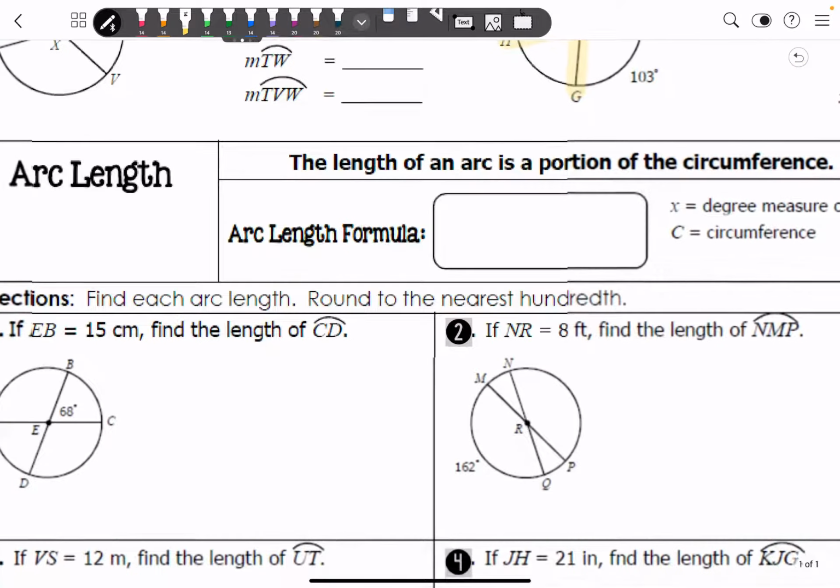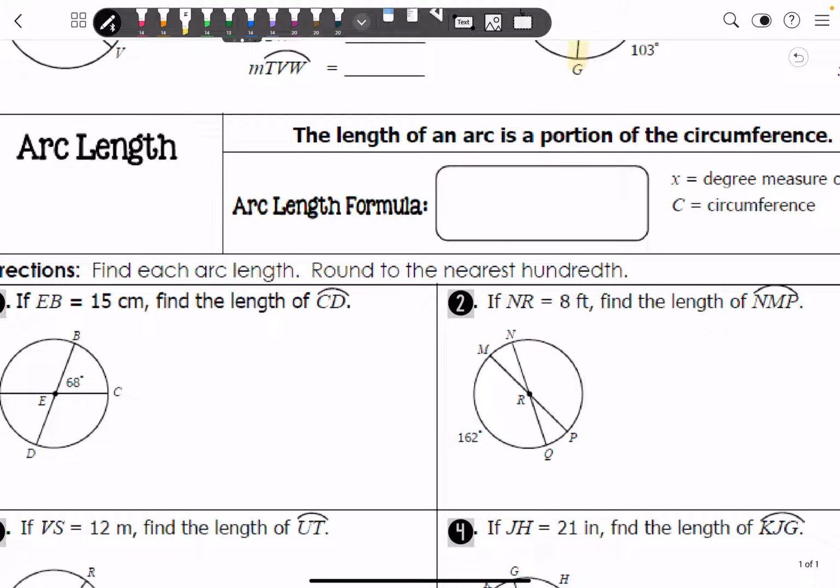All right, next we're going to talk about the actual arc length. We know how much it measures, which is the degree. The length of it is how long it is. So part of the circumference. You'll remember we did sector areas. So that same thing is going to happen here, and we're going to do arc length.